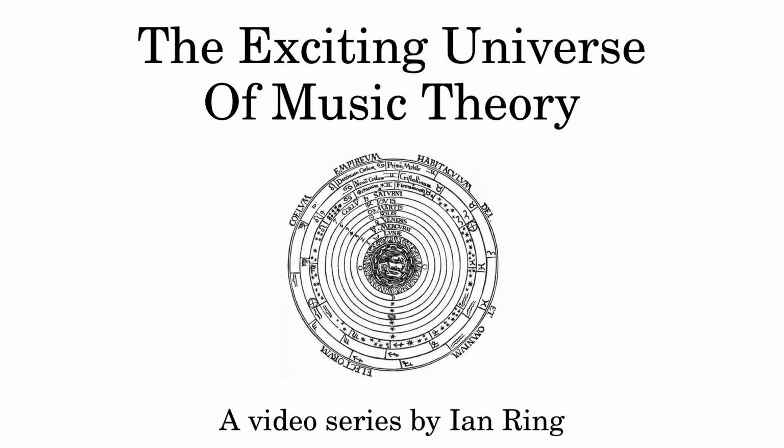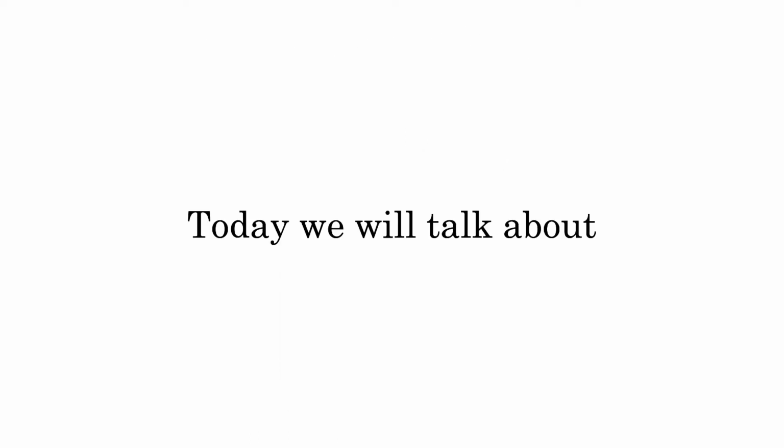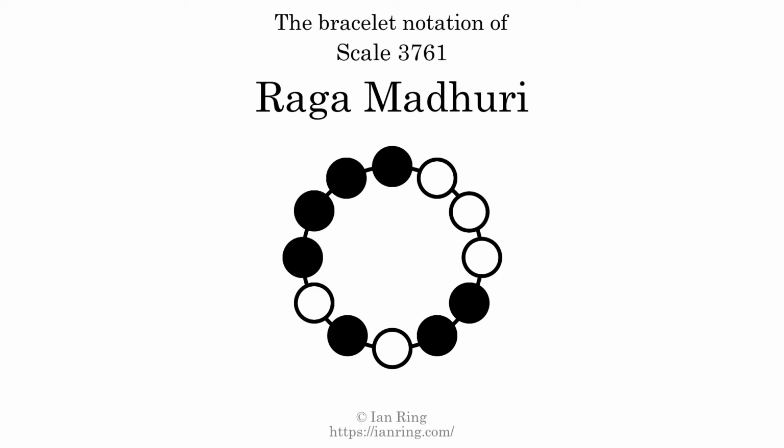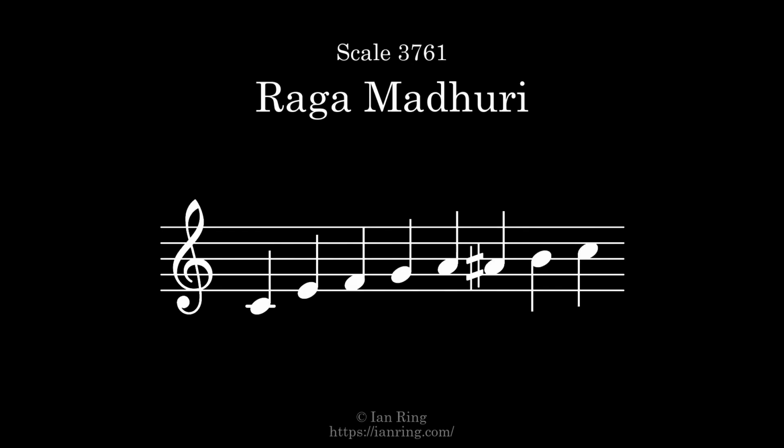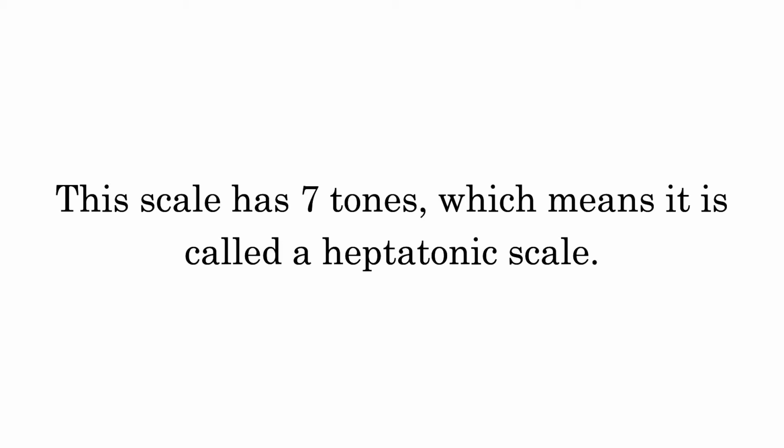Welcome to the exciting universe of music theory. Are you ready to learn? Then let's begin. Today we will talk about scale 3761, Raga Madhuri, which sounds like this. This scale has 7 tones, which means it is called a heptatonic scale.